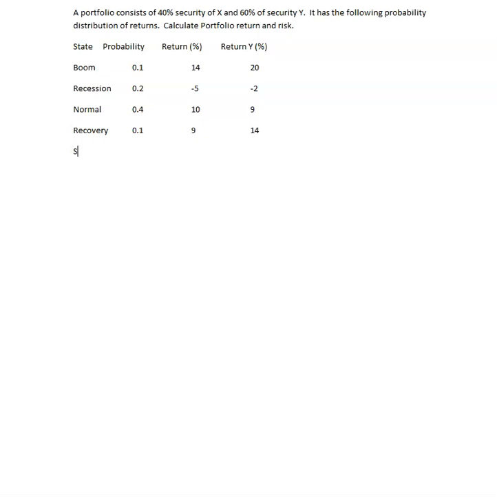And the last state is slow growth. In this we have 0.2 as a probability and 12% of X, and then 18% of Y. Okay. Now we have to calculate the portfolio return and the portfolio risk.